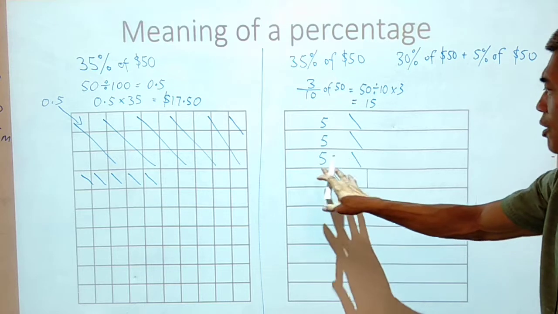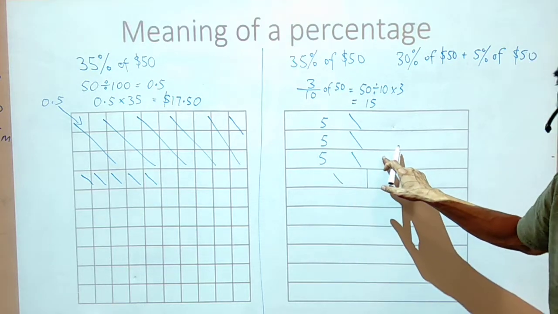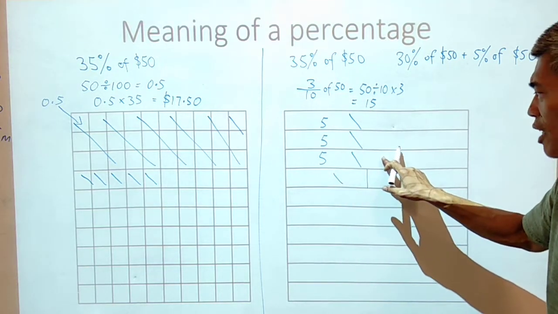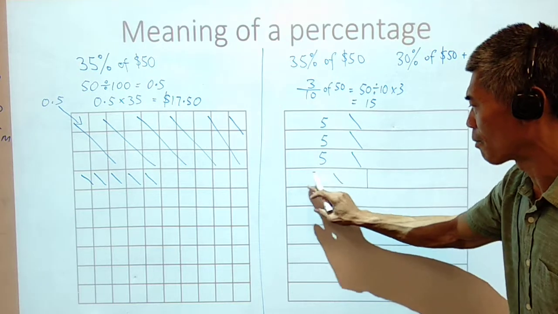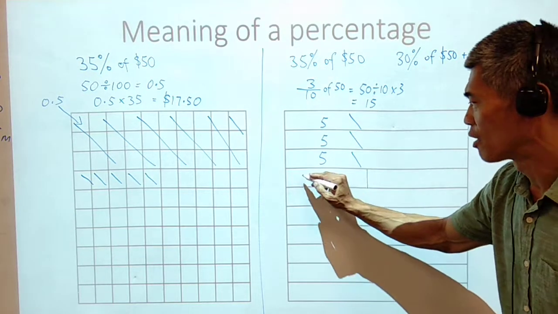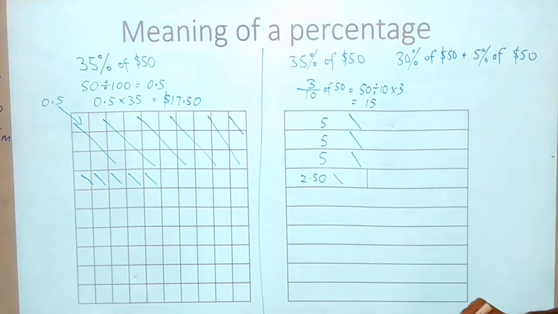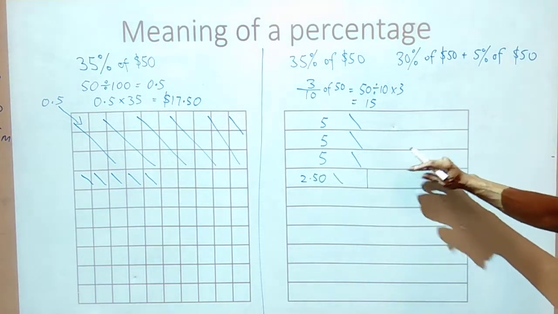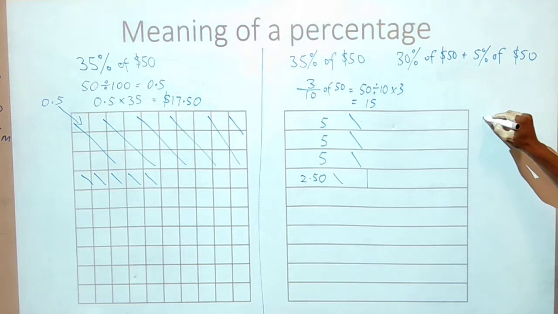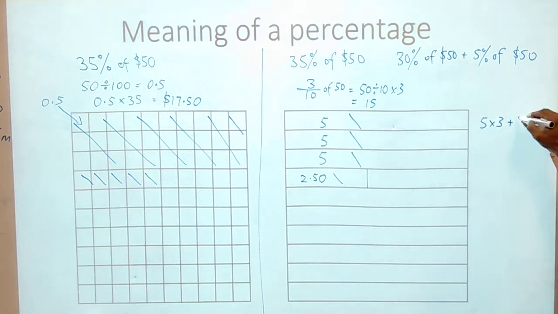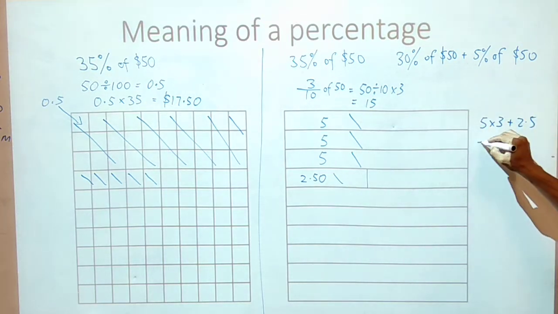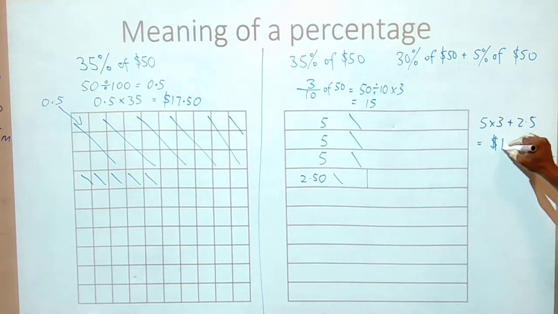And because this part is half of 1 in 10, the amount here will be half of 5, which is $2.50. So if you add these up together, you have 5 times 3 plus 2.5, giving me $17.50.